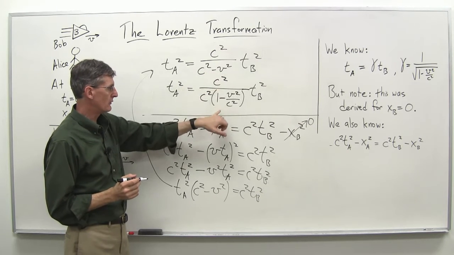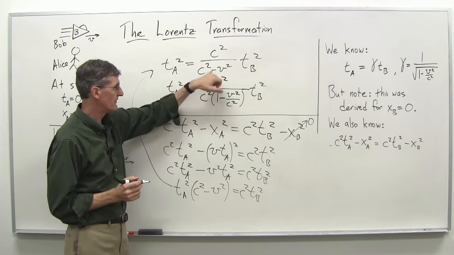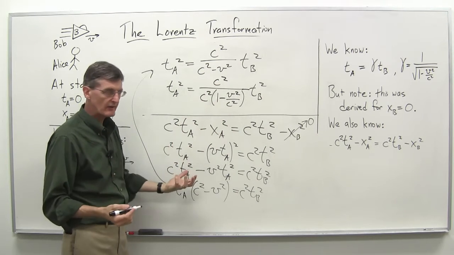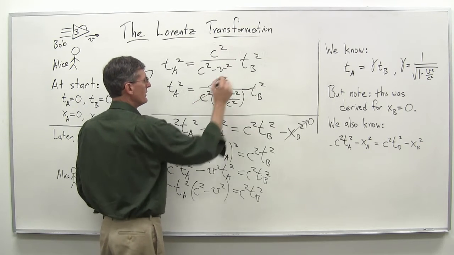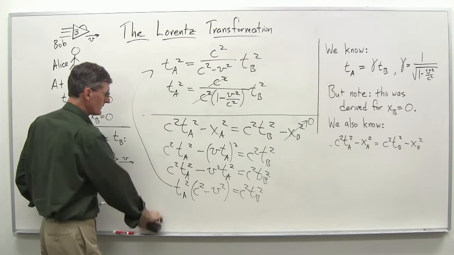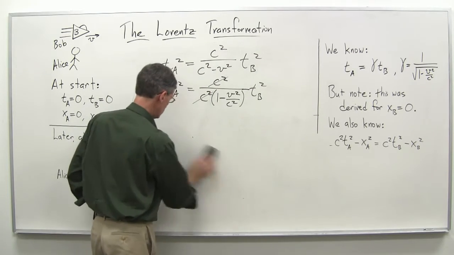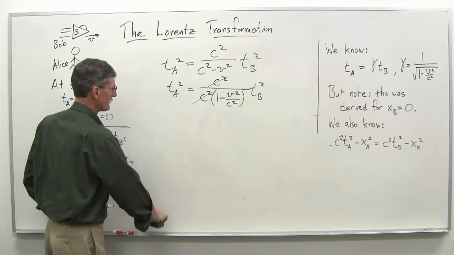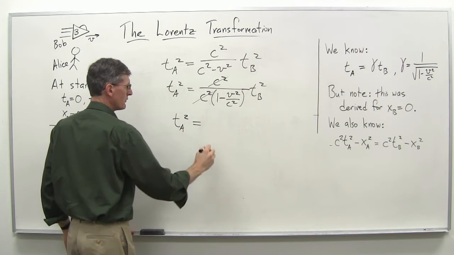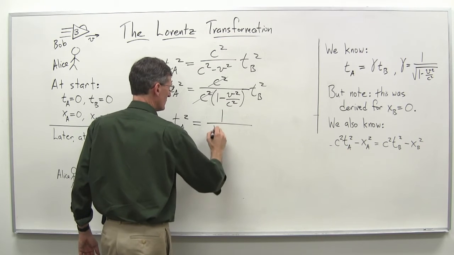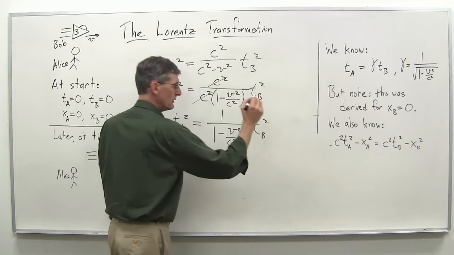I've got c squared minus v squared, so I pull out the c squared, and I've got v squared over c squared here. So this and this, they're the same things. The reason I did that, as you may see by now, is I can cancel my c squareds there. And so, where does that leave us? It leaves us with an equation like this. We get ta squared equals 1 over 1 minus v squared over c squared tb squared.